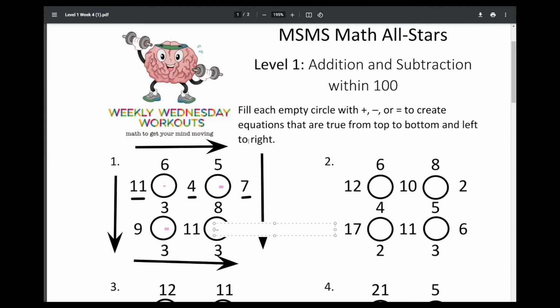Okay, so what is 8 minus 3? Someone shout it out. Anyone? 8 minus 3? 5. Awesome. And so 8 minus 3 equals 5. This is true. And 9 equals 11 minus 2. Give me a thumbs up if you agree. All right, so everyone sees how to work these problems. Does anyone have any questions?